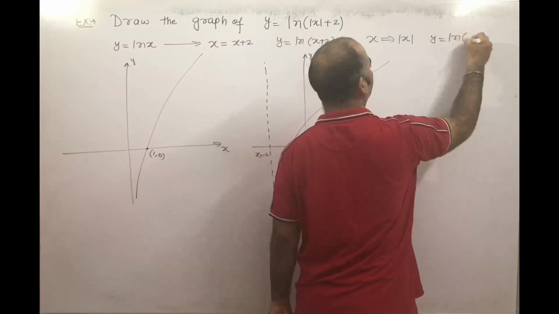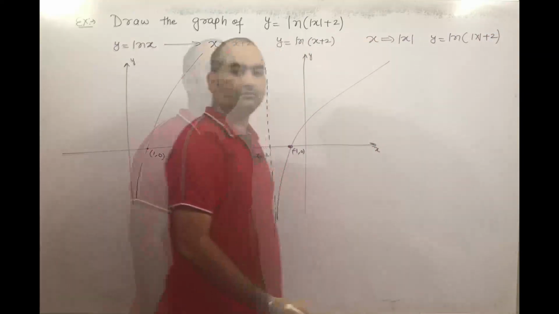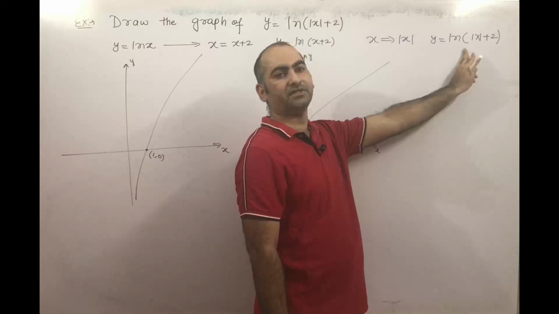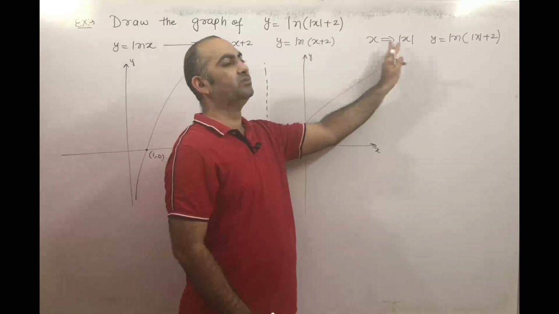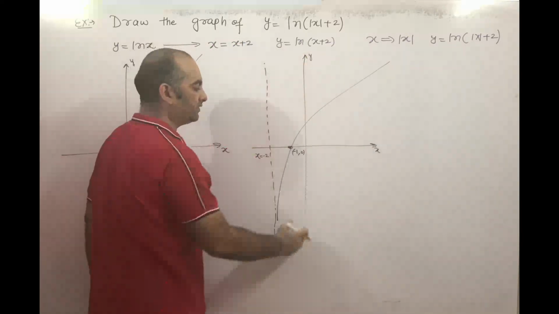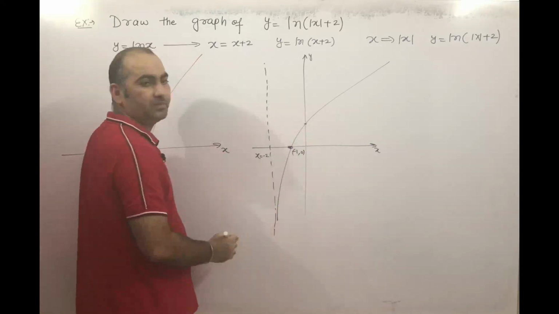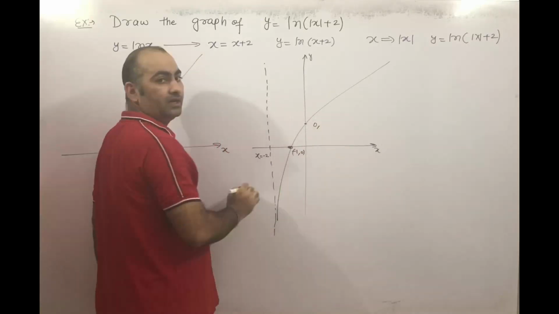y equal to ln of (modulus of x plus 2). This will come. So in this function, if I replace x with modulus x, then we will get this function. So in the graph what will you do? We know whenever we are replacing x with modulus x, we will remove the left hand side of the y-axis graph. So this graph we will remove. This point, if I put 0, what will come here? 0 comma ln 2.